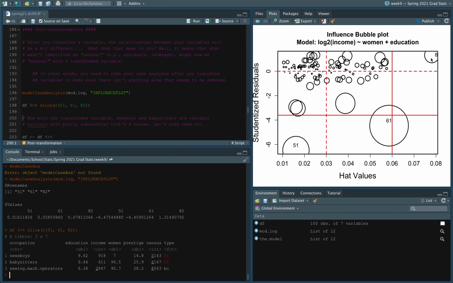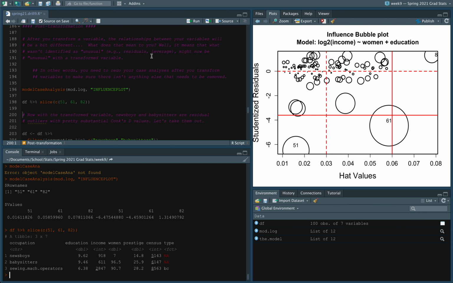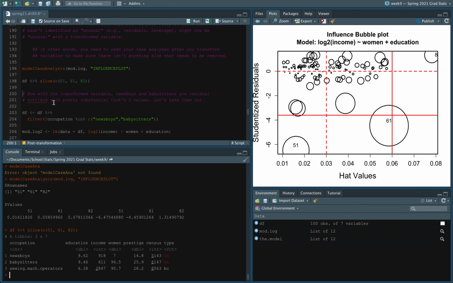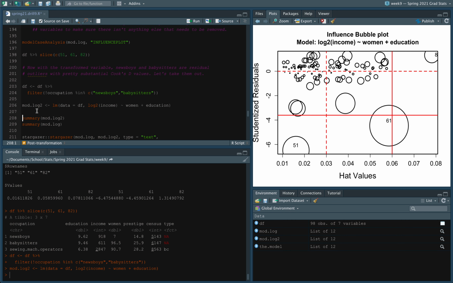but with the untransformed. In other words, it's still an unusual combination of predictors. We didn't change the predictors any. But the newsboys and babysitters are these 2 that have concerning residuals and huge Cook's D's. So we're going to take those out and rerun our model again.